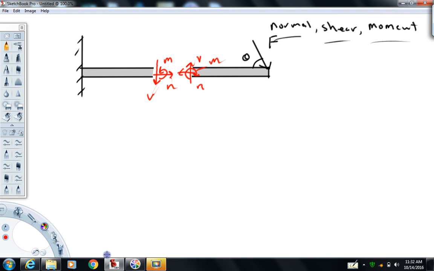So again, internal normal, shear, and moments are easy to find. You just cut the structure at whatever location you're interested in finding them at. Then we generally draw the shear, normal, and bending moment in their assumed positive directions. And then we use a pair of force and moment equations to find all these values.